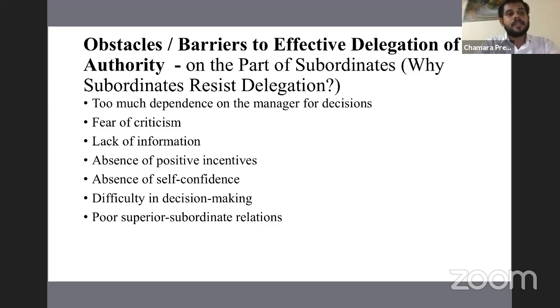And poor superior-subordinate relations. Sometimes the boss and the subordinate don't have a very good relationship. So when that relationship is not there, they work just for the sake of doing a job, just for the sake of finishing a task, and not with their own interest. So when that kind of relationship is there, it's difficult to accept and delegate authority, right? So that happens.